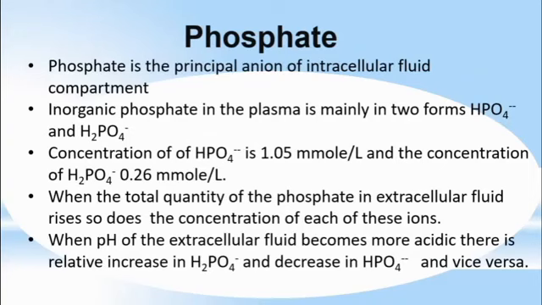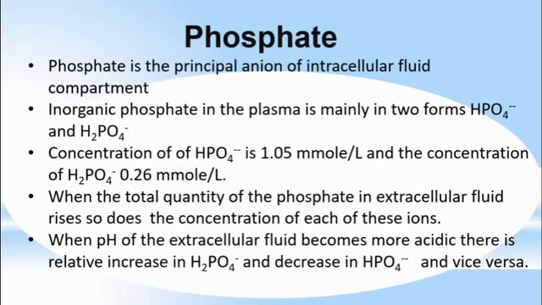Then comes another anion, that is phosphate. Phosphate is principally the anion of the intracellular fluid compartment. Inorganic phosphate in the plasma is mainly in two forms, that is HPO4 minus 2 and H2PO4 minus 1. The concentration of HPO4 minus 2 is around 1.05 millimole per liter, and the concentration of H2PO4 minus is around 0.26 millimole per liter.